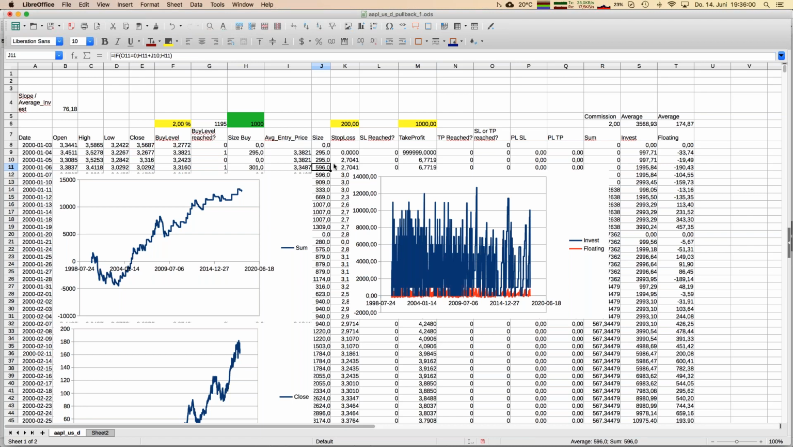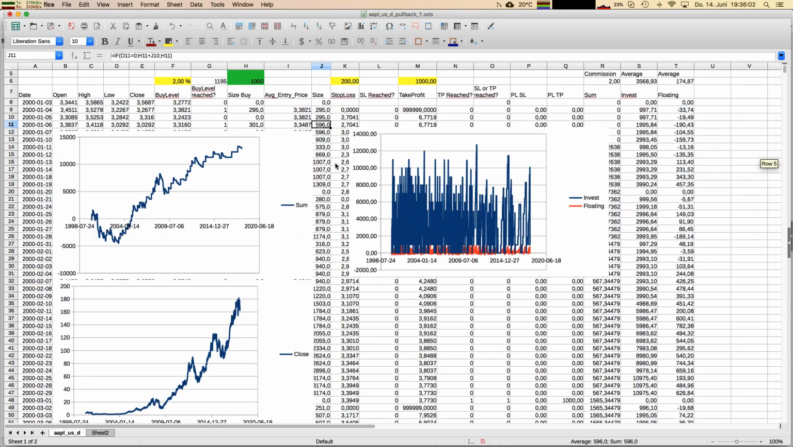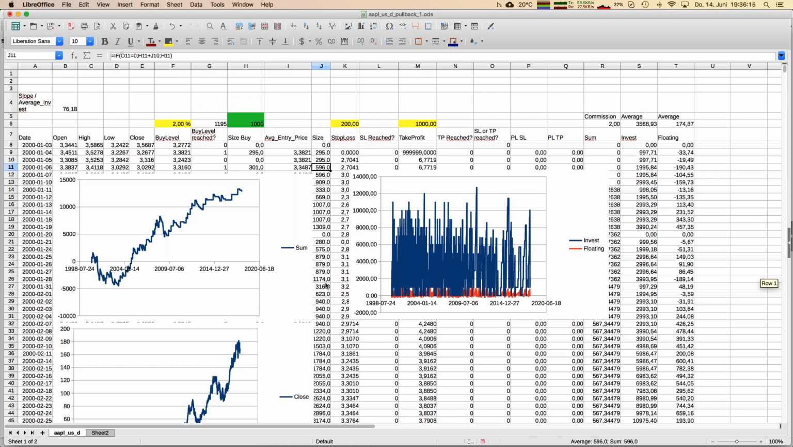And now let's look a little bit at the three graphs here, so that you know what we presented there. At the lower end, quite easy, that's the price of Apple during the last 18 years, just for illustration. And then the maybe most interesting part is the equity. That is the calculated equity based on that strategy, including commissions, so transaction costs.